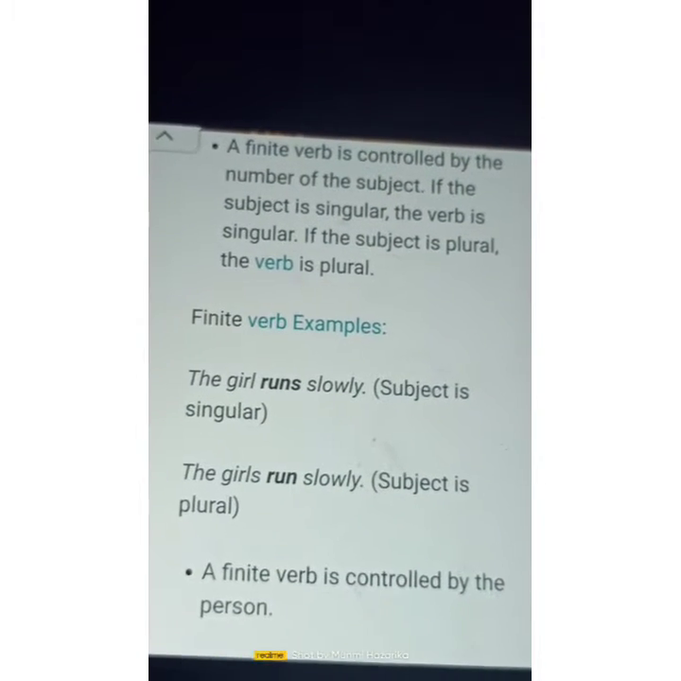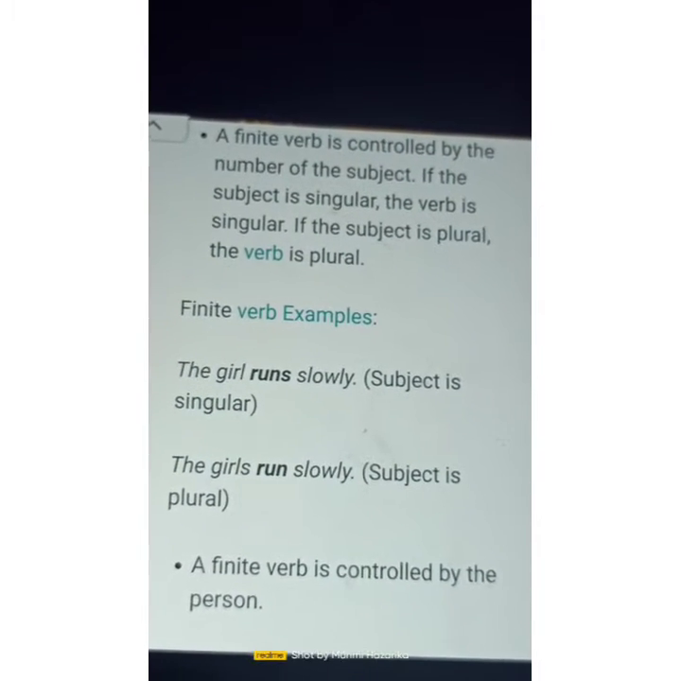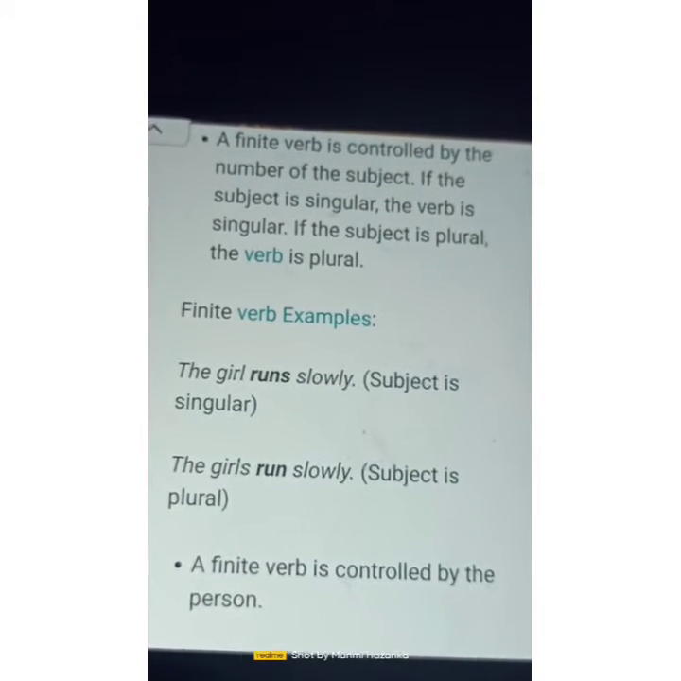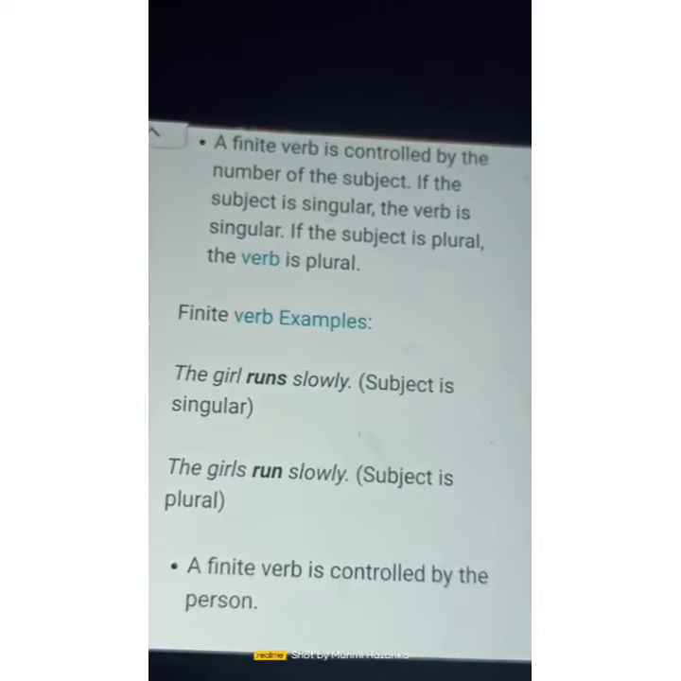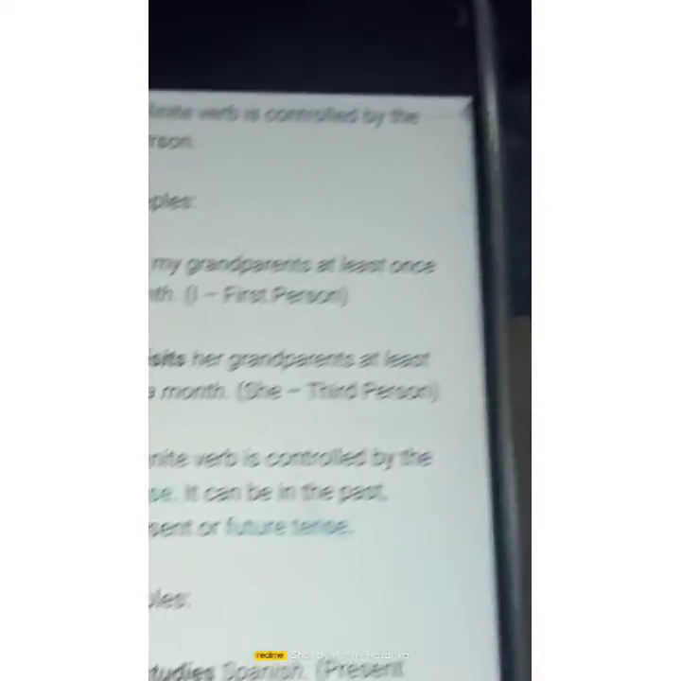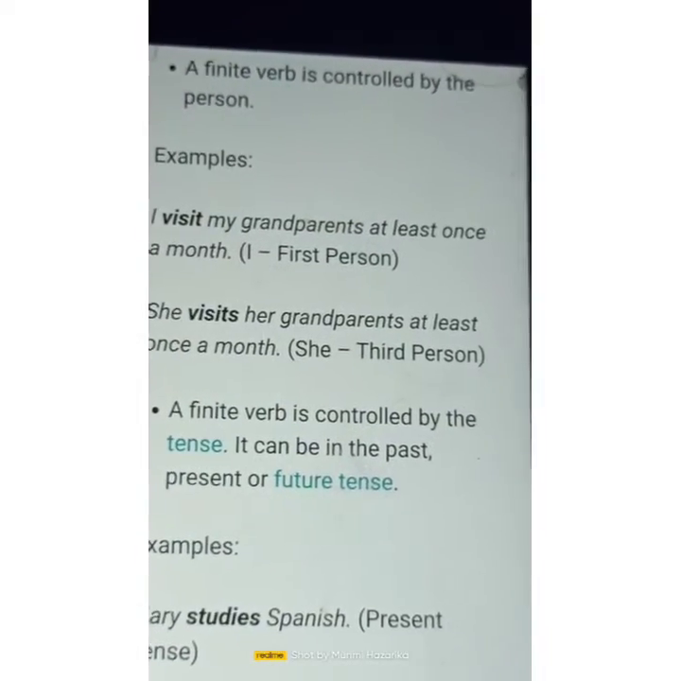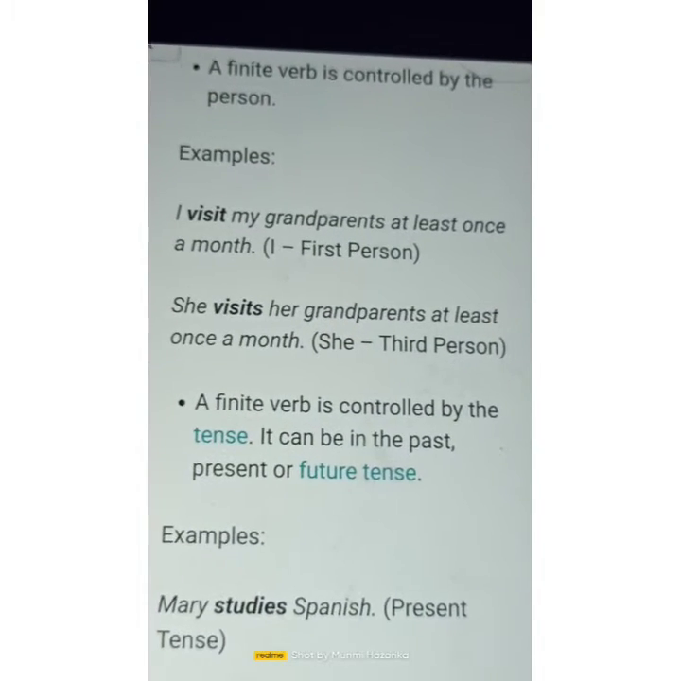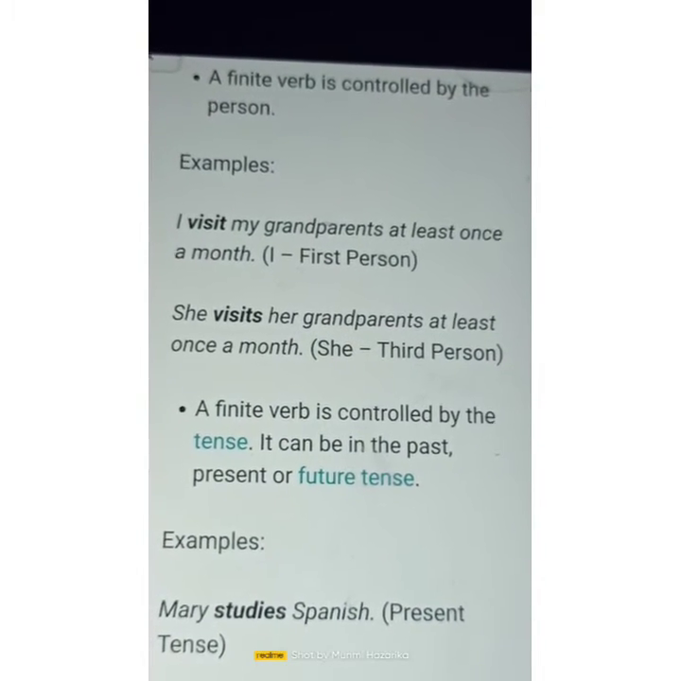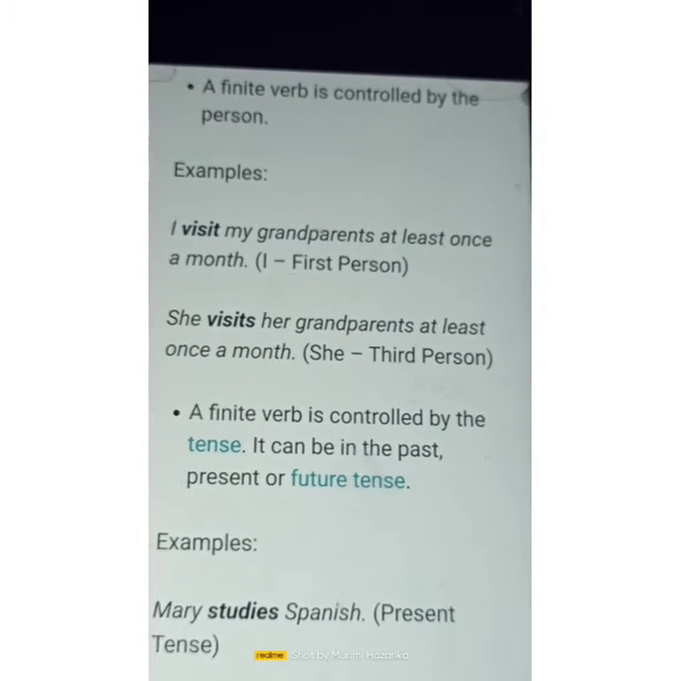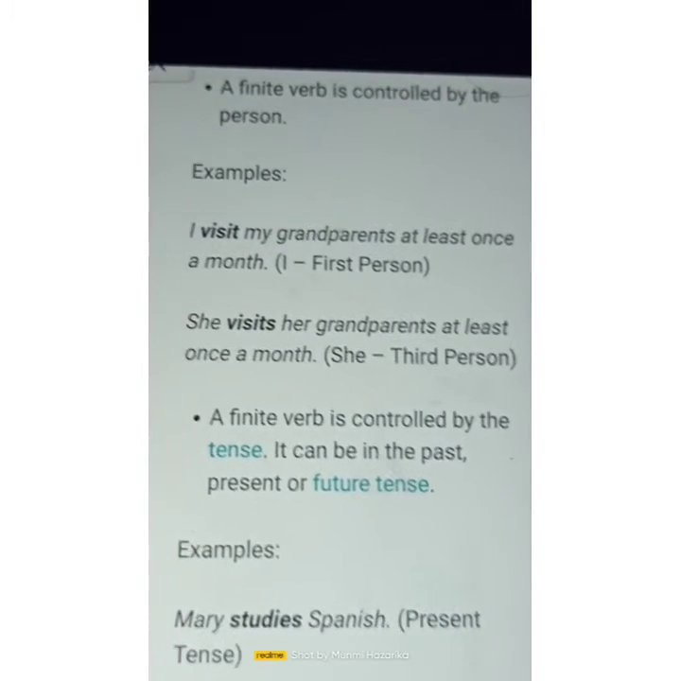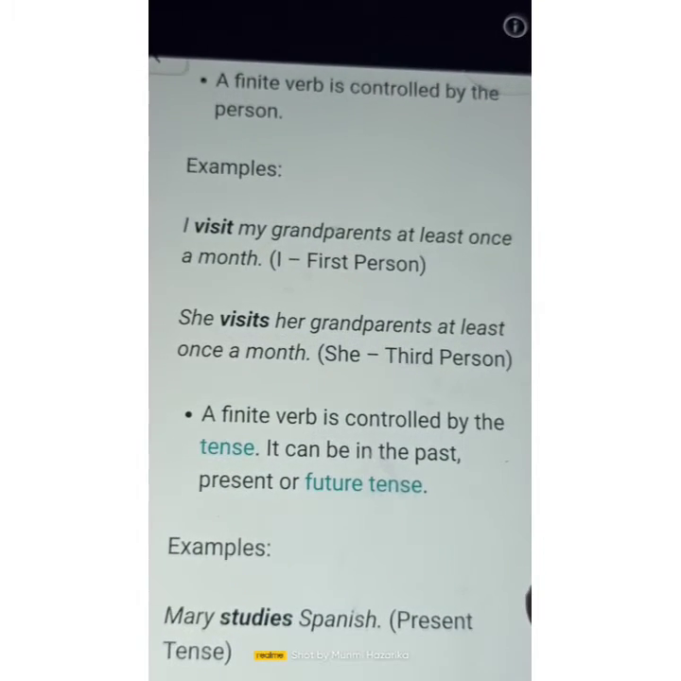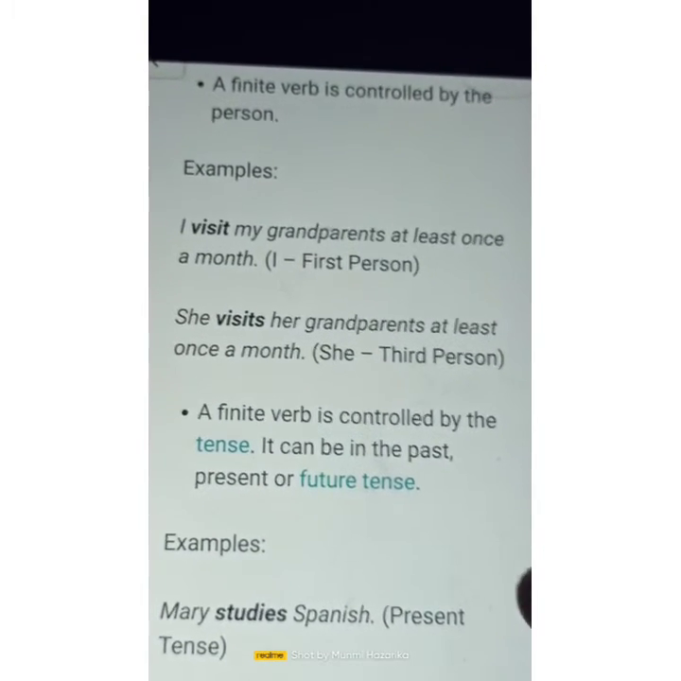Then a finite verb is controlled by the person. In these examples, the subjects are the girl and the girls. A finite verb is controlled by the person. For example, I visit my grandparents at least once a month. Here I is the first person. Then, she visits her grandparents at least once a month. Here she is the third person.